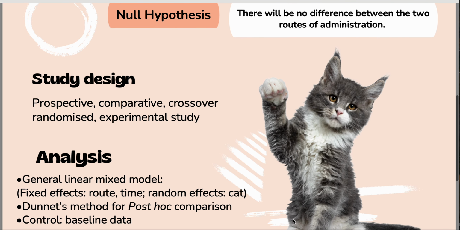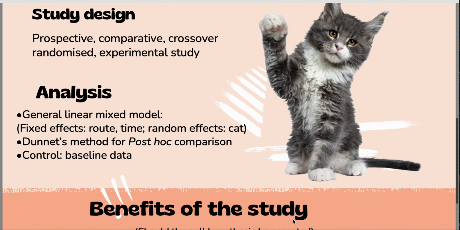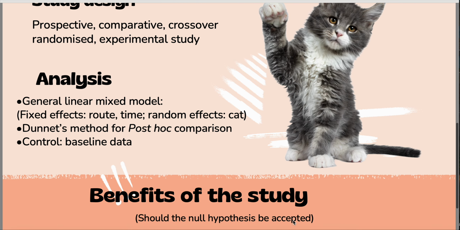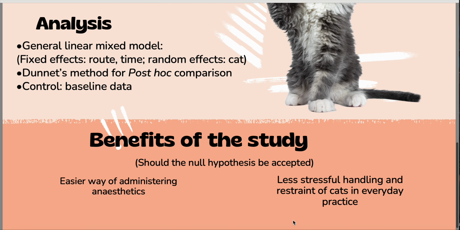Our study design is a prospective comparative crossover randomized experimental study, which means that we are using 16 cats for our sample size, and they will act as their own control 1 month later with the different route of administration that was used previously. Analysis will be done as a general linear mixed model, with route and time being our fixed effects and the random effects being the cat. Our control will be the baseline data.